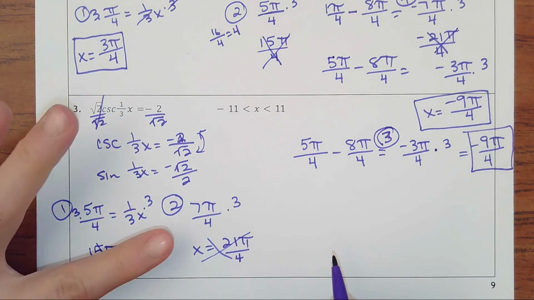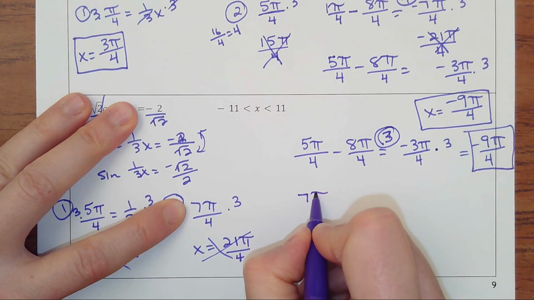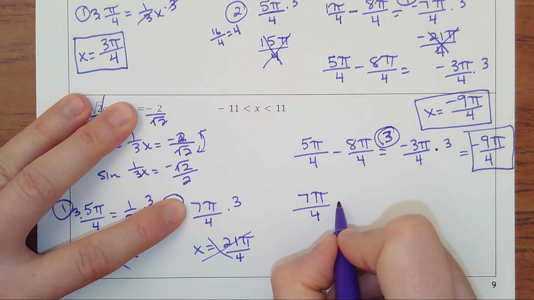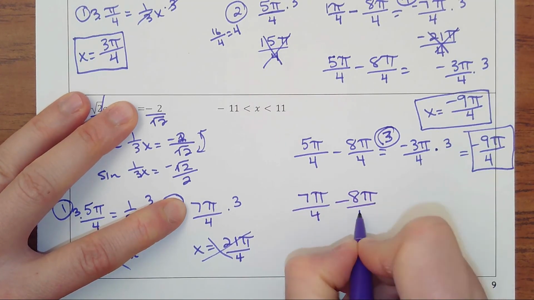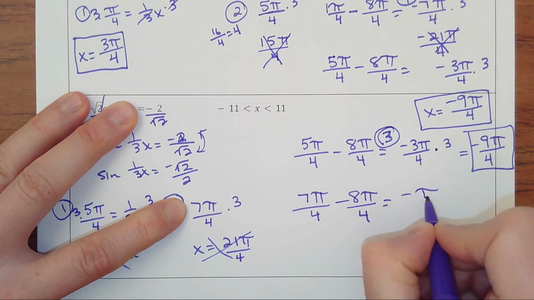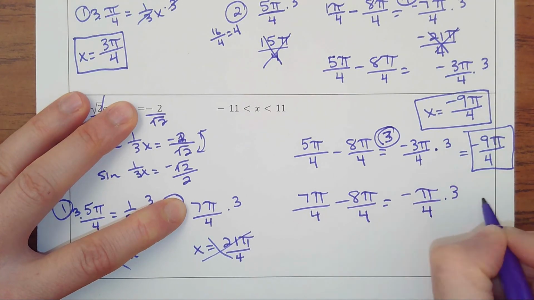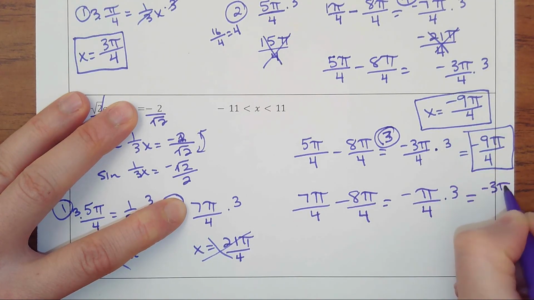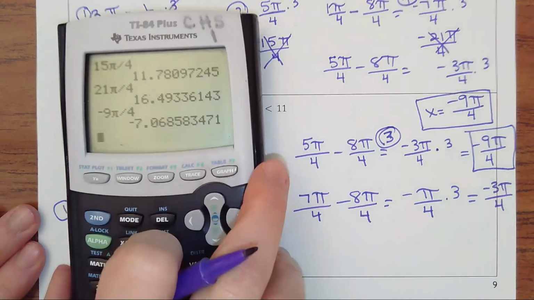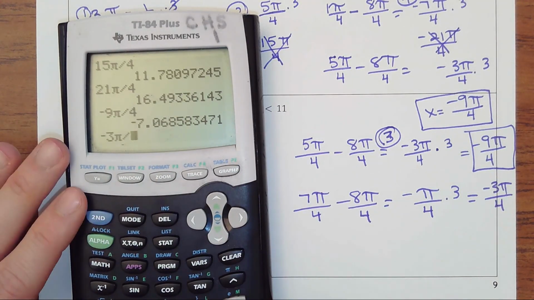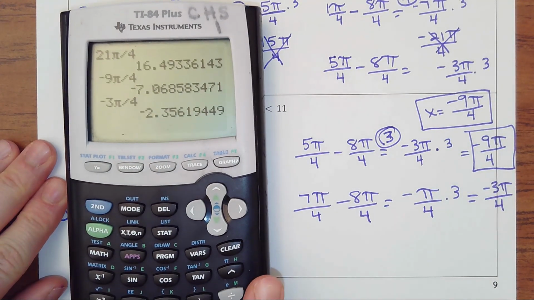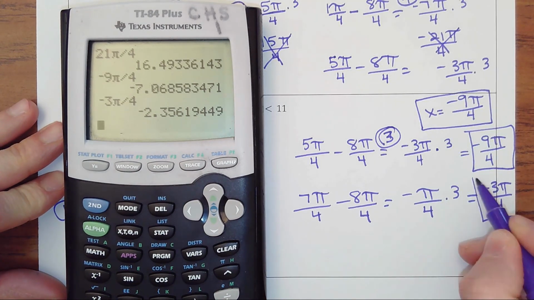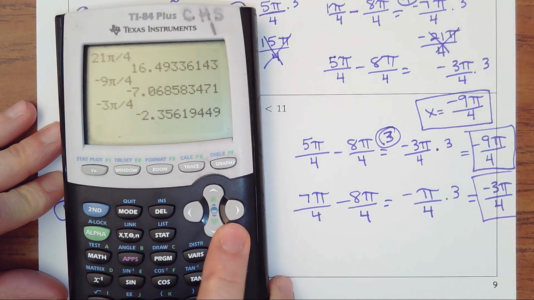All right, let's take our second angle on the unit circle of 7 pi over 4. We're going to subtract 2 pi. That would be negative pi over 4 times 3 would be negative 3 pi over 4, which is only negative 2 point something. So that one works as well. So those would be your two answers.